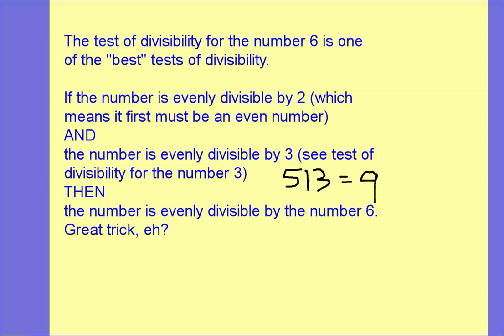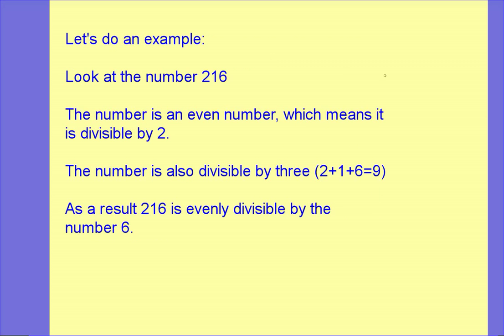216, if you look at that number for a while, we look at the number 6, we see that indeed it's an even number, which is great. That's our first part of the test for the number 6. The number is also divisible by 3. As a result, because both 2 and 3 go into it evenly, 216 is evenly divisible by the number 6. Let's try some examples with this.